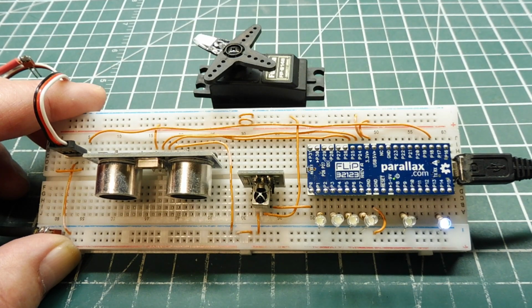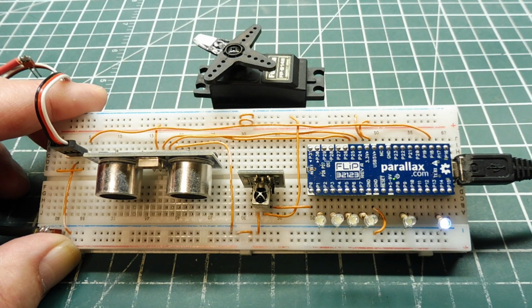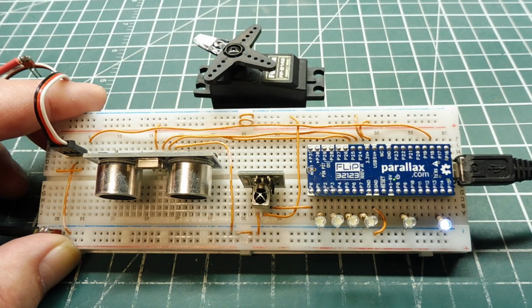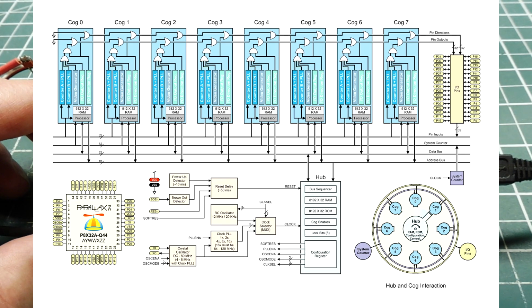In this video, we are going to look at multi-core programming, and the microcontroller that we're going to look at is the Parallax Propeller. The Parallax Propeller microcontroller is on board this module here. It's a DIP module, so it's breadboard friendly, and it's called the Flip. The microcontroller is the P8X32A.